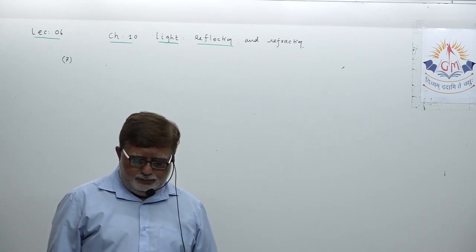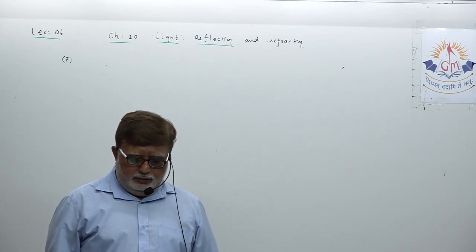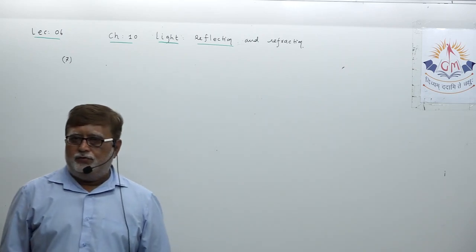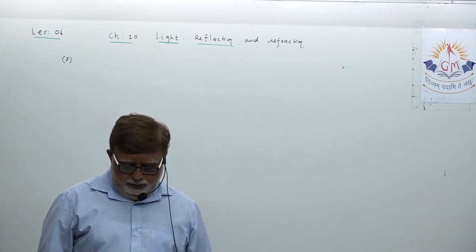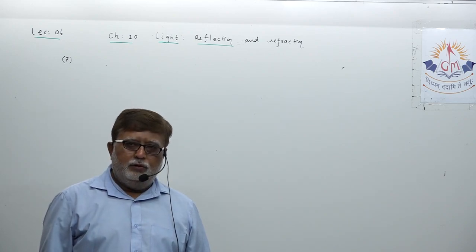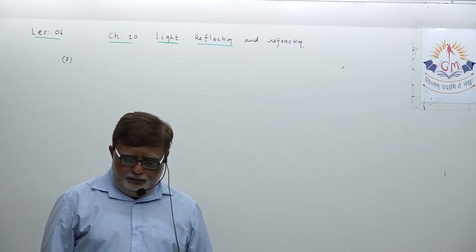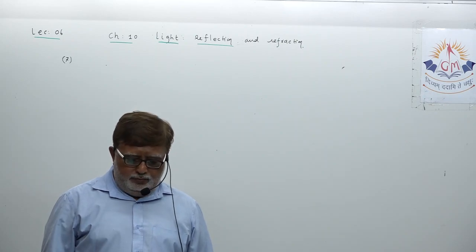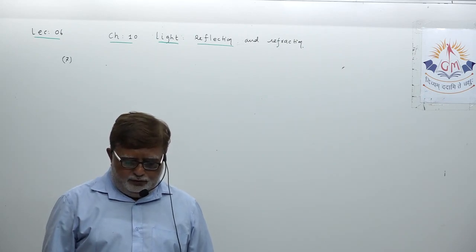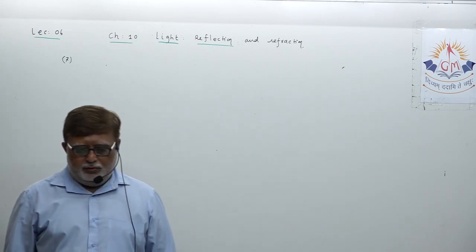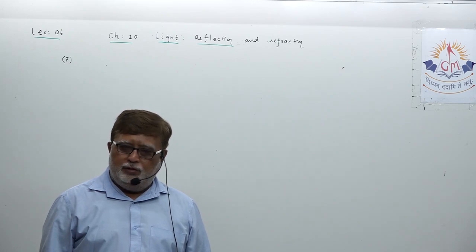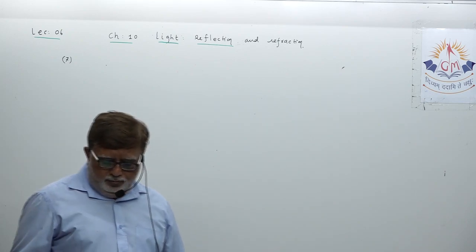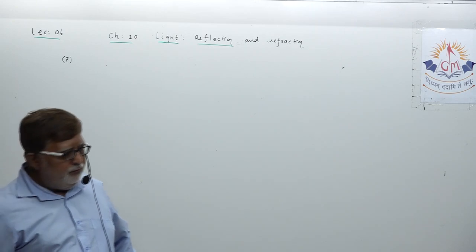What is written in that numerical? Read the data. An object 5 centimeter in length, length means height, dear student, you know very well, is placed at a distance of 20 centimeter in front of a convex mirror of radius of curvature 30 centimeter. Find the position, nature and size of the image. This is the numerical we are targeting.